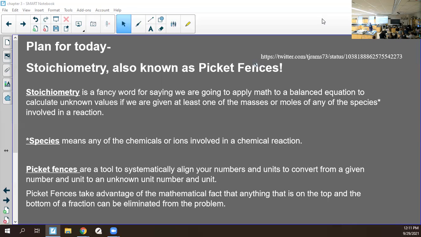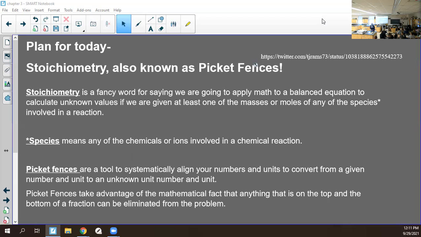All right. A species, that word will be used occasionally. That just means any of the chemicals or ions involved in a chemical reaction. It's just the stuff that's there. So if we're talking about salt being formed, like NaCl, we'd have Na, we'd have Cl2, we'd have NaCl. Those would be the three main species in that reaction. It's not tested, it's just a term I will use when I speak.